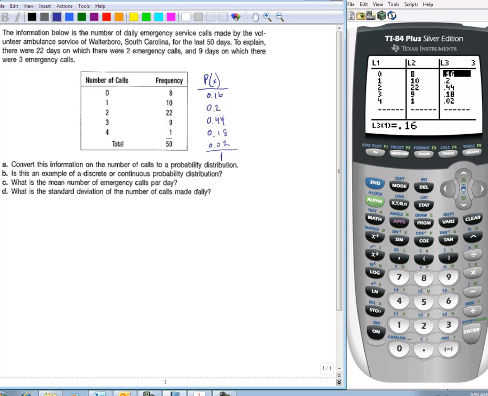B says, is this an example of a discrete or a continuous probability distribution? This is discrete. We can count how many calls they receive each day. That makes it discrete. What is the mean number of emergency calls per day?